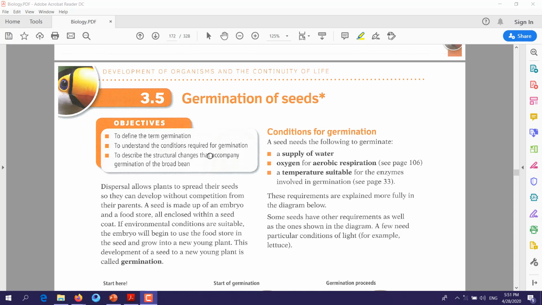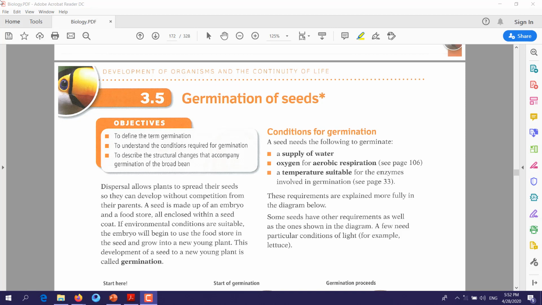Hello everyone. Our lesson today is about germination of seeds. Again, as we explained in the previous lesson, the seed will develop from the ovule. The ovule, after fertilization, will turn into a seed. Now, how will this seed germinate, or how will this seed grow?